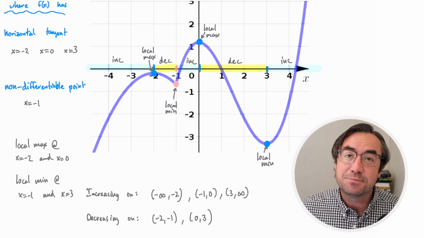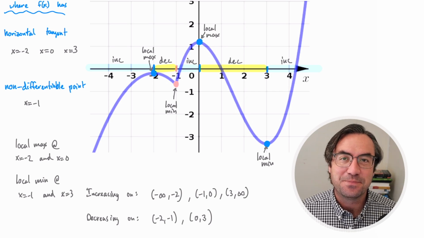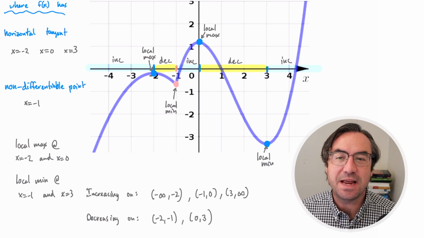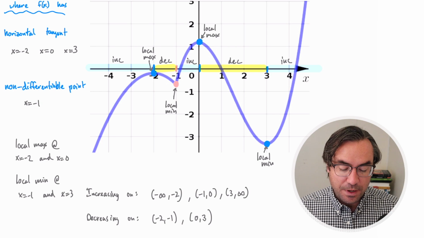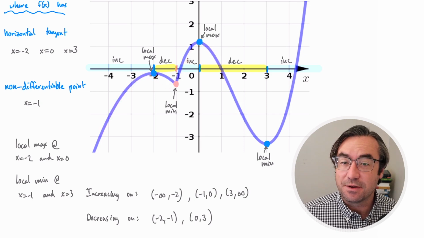All right, so we're going to try a few more examples like this in class. And then we'll see how we can do this type of analysis where we might not have the graph of the function, but we're going to see how to do it using the first derivative.